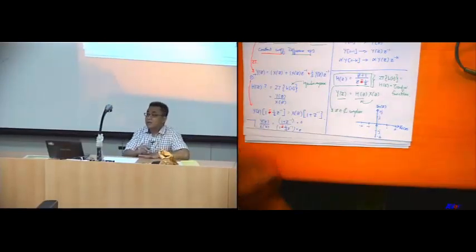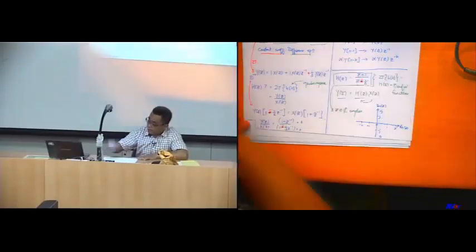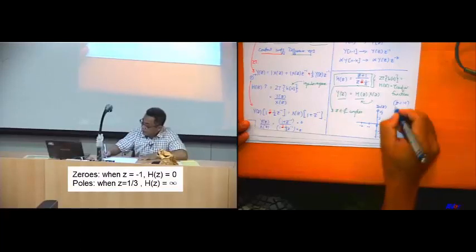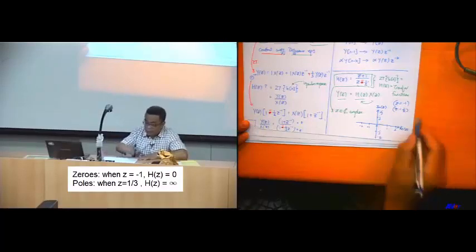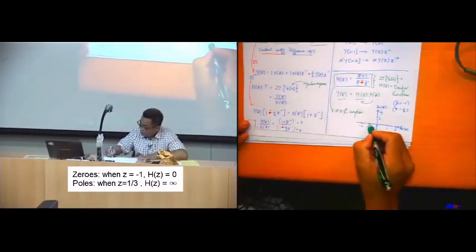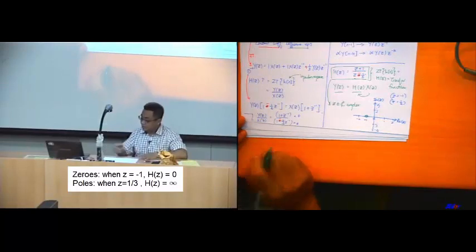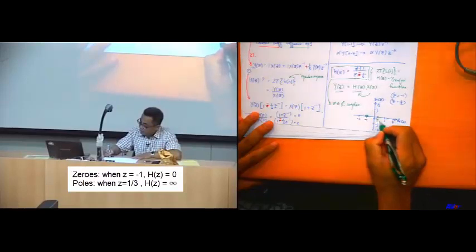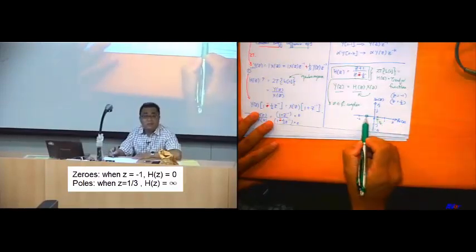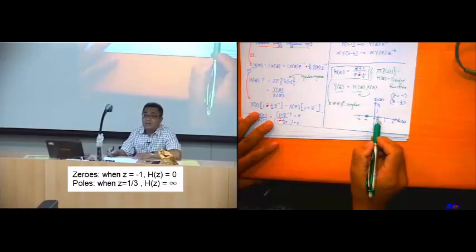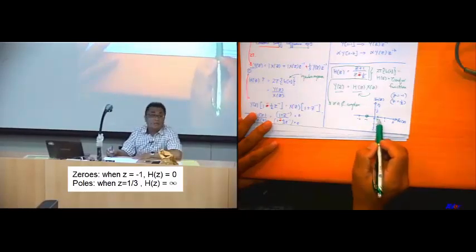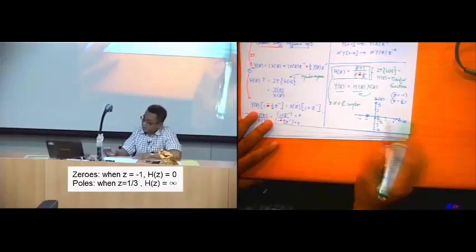And now we are going to find the two interesting points when z equals minus 1 and when z equals 1/3. Where is minus 1? z equals minus 1 is here. And z equals 1/3 is here. Notice that I draw a circle at minus 1 and a cross at 1/3 to signify that minus 1 is a zero, and 1/3 is a pole. Okay? And then now what happened?